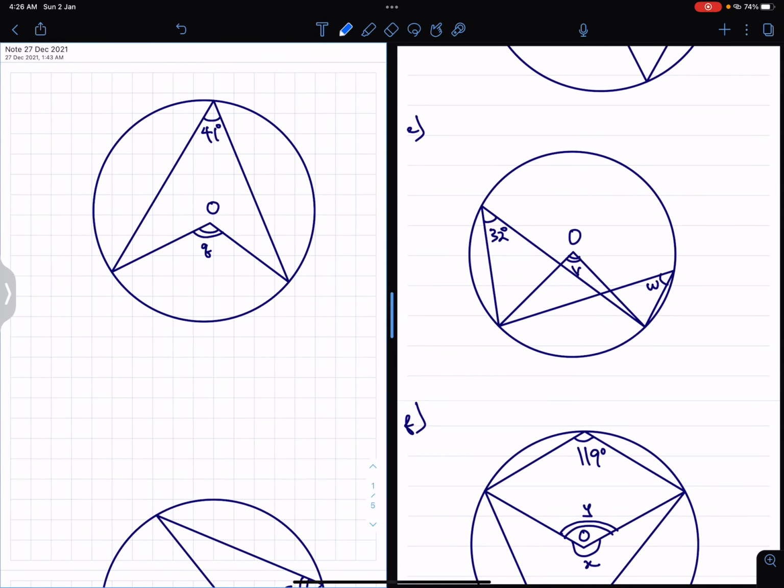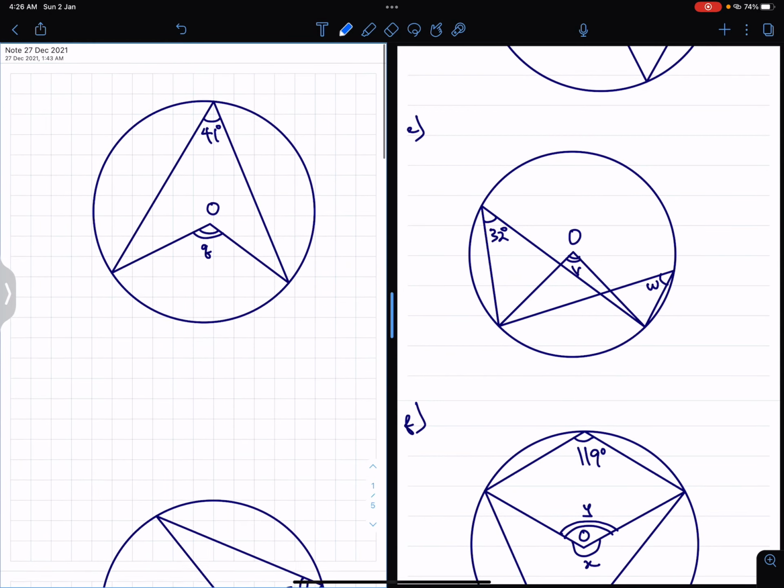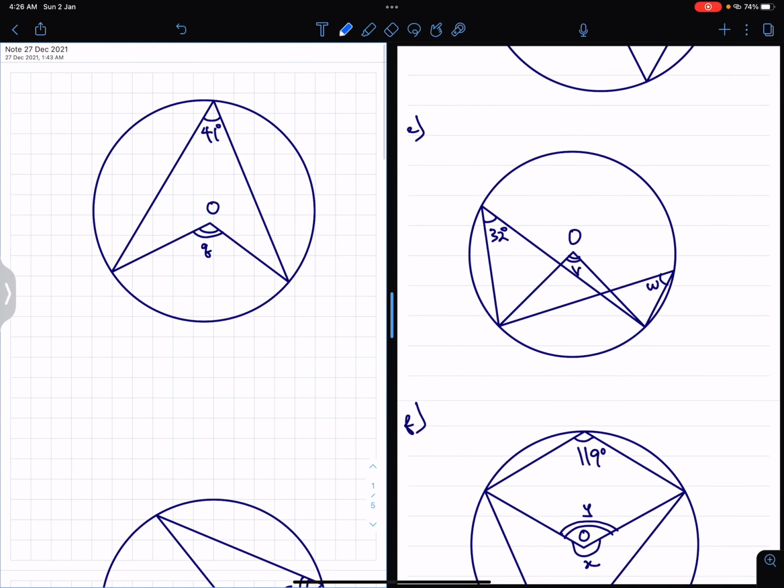Welcome back, everybody. Let's solve questions on circle geometry now. We go straight to it. The first one is A. In the diagrams, wherever O is written, it is the center of a circle.